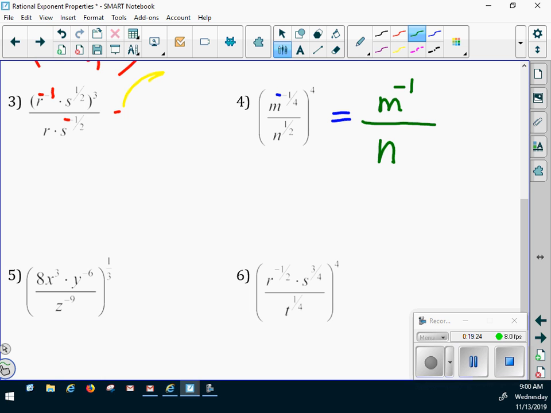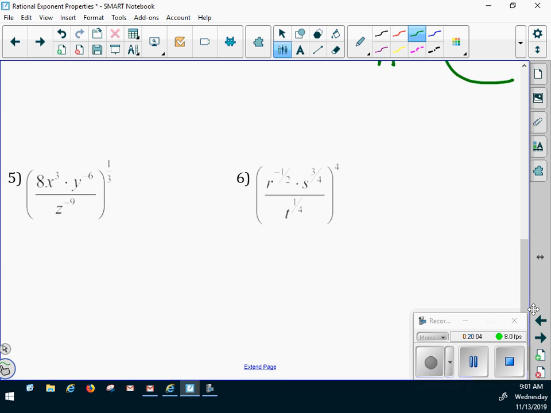over n to the, is that 1/2? 1/2 times 4. Are we finished? No. Why? The numerator has to be 1. Because if nothing else is upstairs, there's a 1 there.